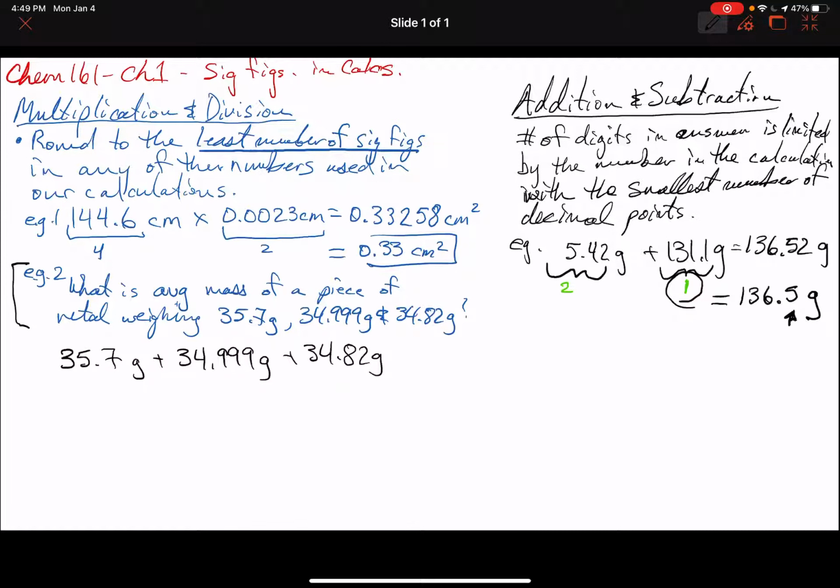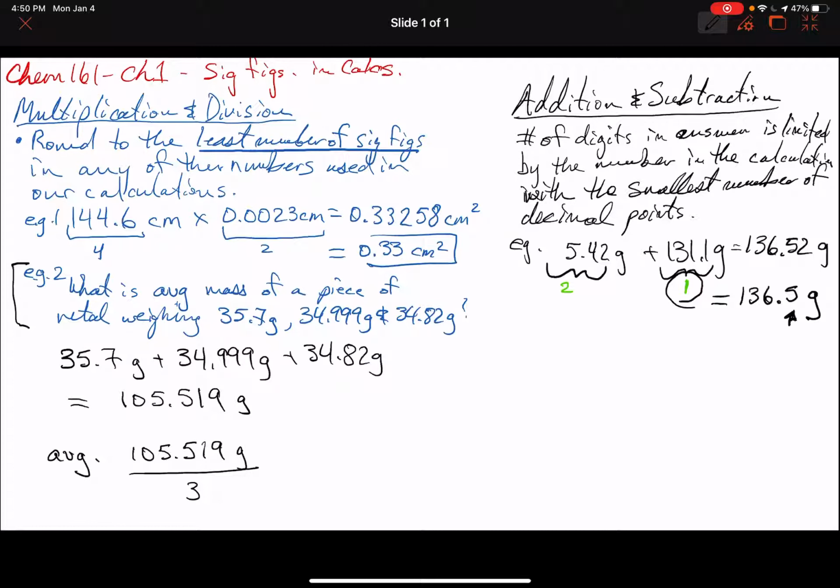Okay, so the sum is going to be 35.7 plus 34.999 plus 34.82. And our sum here is 105.519 grams. And of course our average is that sum value divided by 3. So I'm going to write it out as is, divided by 3.